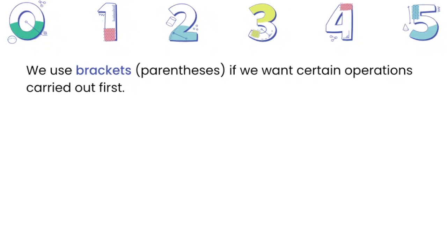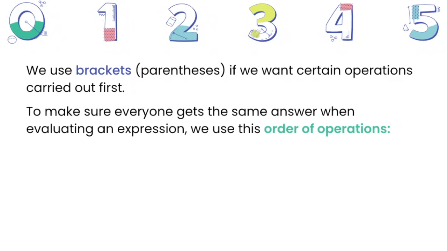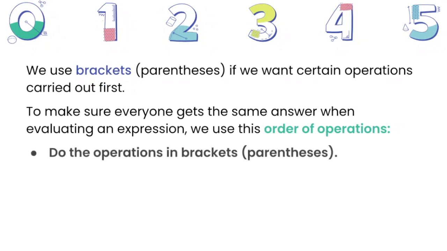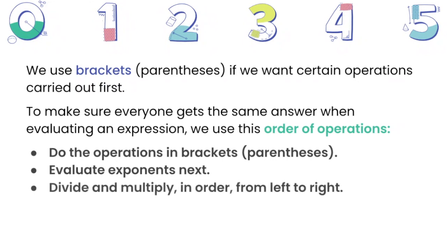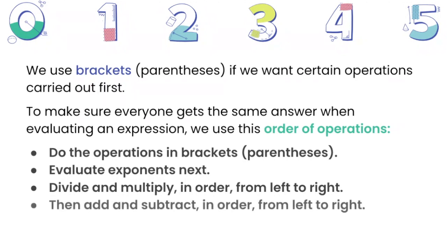There are a few other operations that we use that we haven't covered here. For example, what about division and subtraction? Or for that matter, what about exponents? Well, to make sure that everyone gets the same answer when evaluating an expression, we use this specific order of operations. Do the operations in brackets or parentheses first. Next, evaluate any exponents. Then do division and multiplication in order from left to right. And finally, do addition and subtraction in order from left to right.